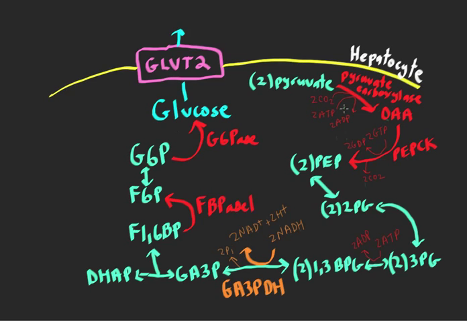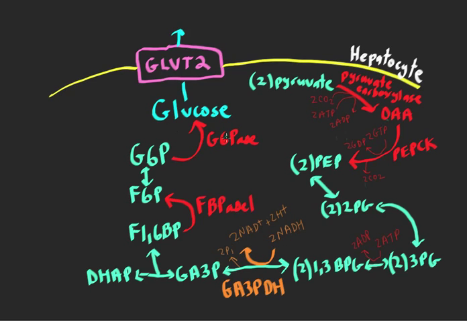Okay, and notice that we are consuming a total of 6 ATP equivalents from 2 pyruvate to glucose, and we are oxidizing NADH to NAD+, and we're going to have to regenerate that, which we'll discuss in a second.